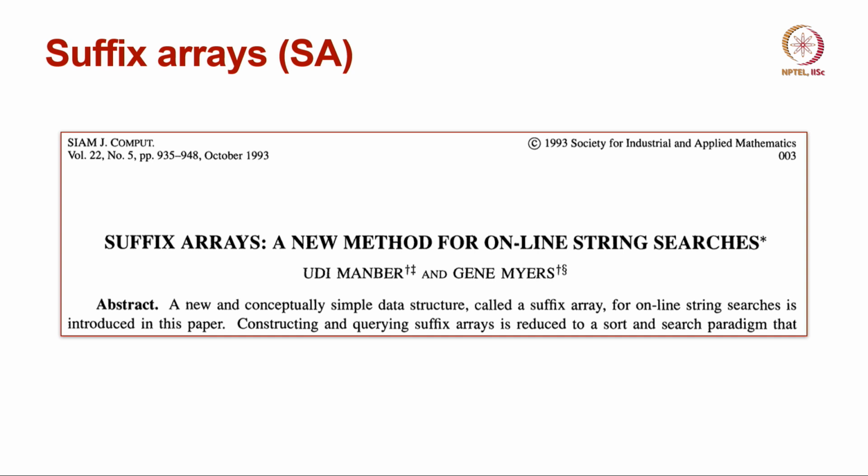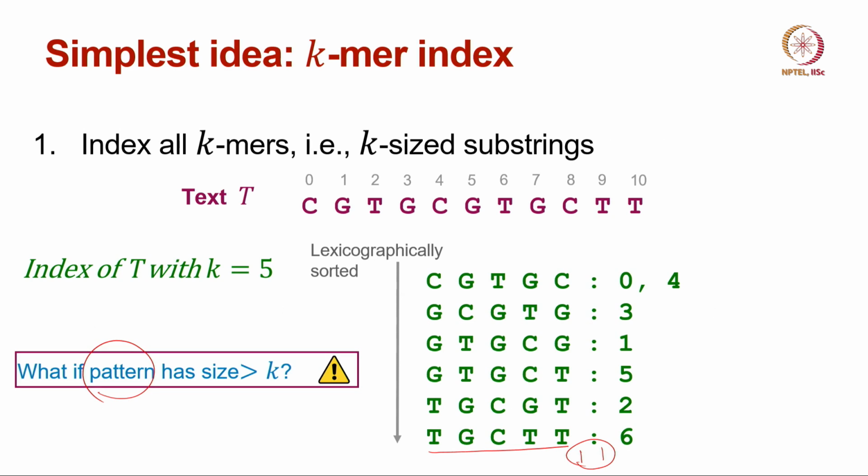Let us move to a more sophisticated index, which will in particular address the drawback that the k-mer index had, that is, it was not able to search for patterns of length greater than K. So we need an index that would allow searching for patterns of arbitrary length. So it should not have any constraint that the pattern should have any particular length. We want to design an index where there is no constraint on the length of the pattern.